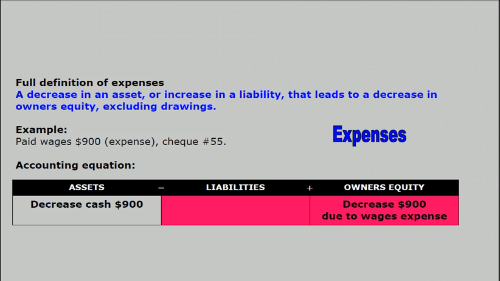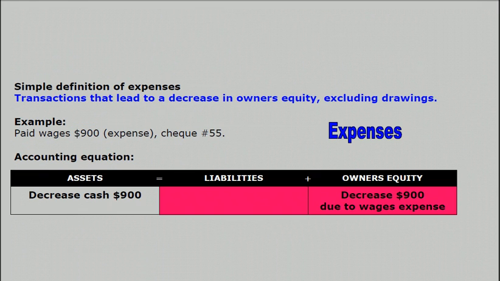Let's have a look at a simple definition of expenses. Expenses are transactions that lead to a decrease in owner's equity, excluding drawings. Here's an example. Paid wages $900. This would lead to a decrease in assets, $900, and it would also cause a decrease in owner's equity of $900 because it is an expense, and wages expense would reduce owner's equity. So it is a transaction that leads to a decrease in owner's equity. Paying wages decreases assets, and it also decreases owner's equity.